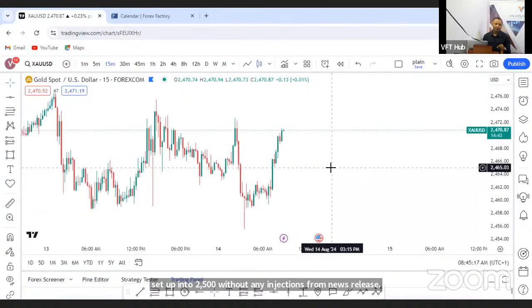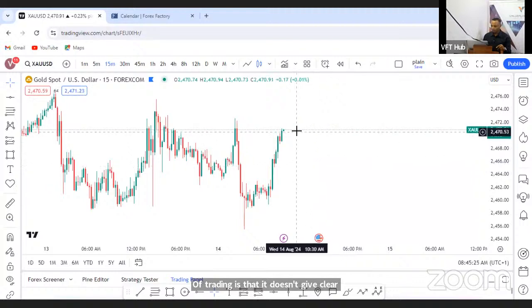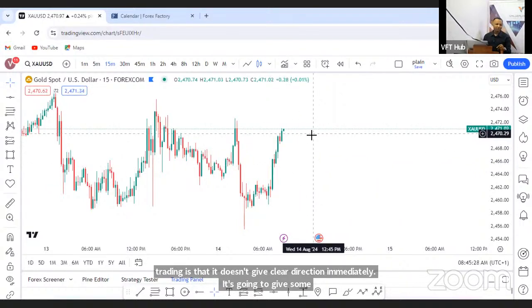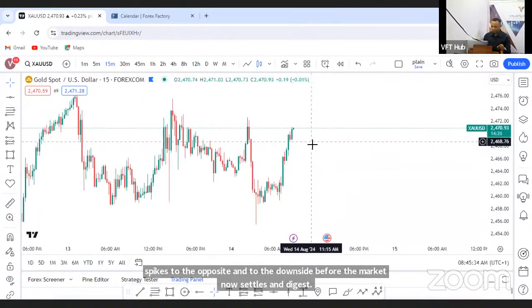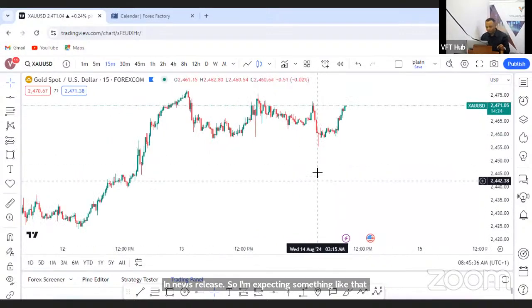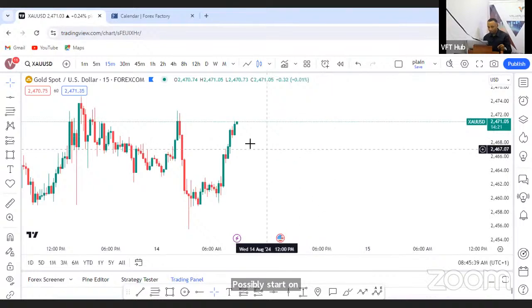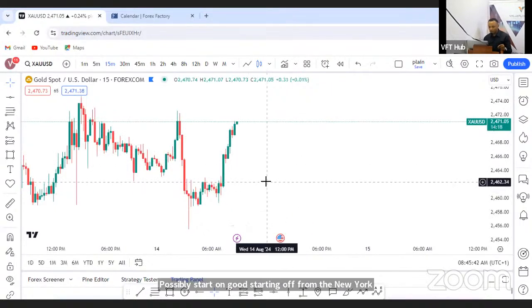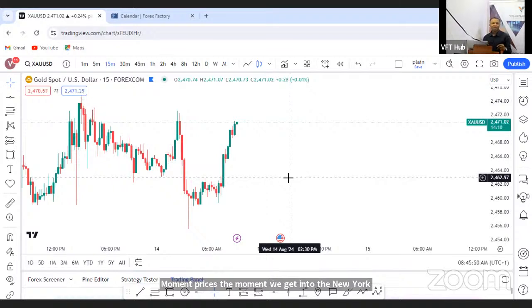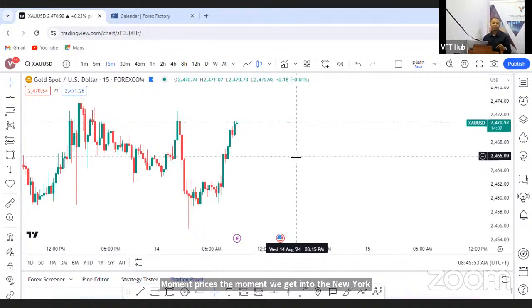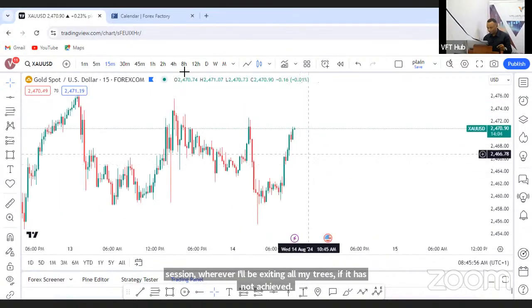Because one thing that I've known CPI for in the past couple of months of trading is that it doesn't give clear direction immediately. It's going to give some spikes to the upside and to the downside before the market now settles and digests the news release. So I would possibly stay out of gold starting off from the New York session. For the London session, if I see any good entry for gold to the upside, I'll be willing to take it. But the moment we get into the New York session, wherever price is, I'll be exiting all my trades if it has not achieved the objective. Okay, so that's what I'll be looking out for on gold.